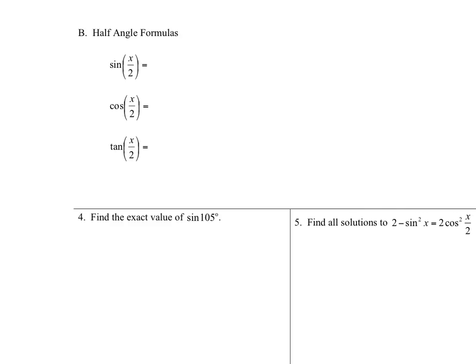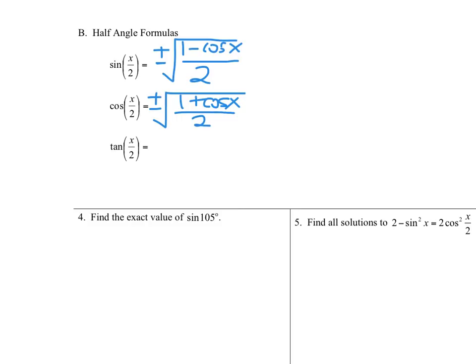So let's write them down, and then I will give these to you on a paper, a formula sheet. So this is going to be plus or minus the square root of 1 minus cosine x, sorry, we're in terms of x, over 2. Now it doesn't mean it has 2 answers because of that plus and minus there. It means that you have to decide whether it's positive or negative depending on what quadrant you're in. Same thing with cosine of x over 2. It's plus or minus the square root of 1 plus cosine x over 2.